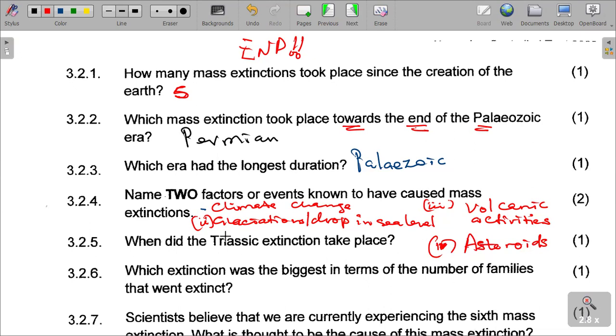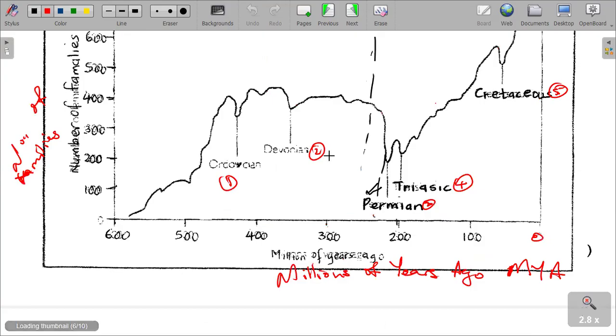When did the Triassic extinction take place? We are on question 2.3.25, when did this take place? We go to our question, when did the Triassic extinction take place? We just go there. This is it. When did it take place? As you can see here, it is marked, starting from there to there, which is the Triassic era.